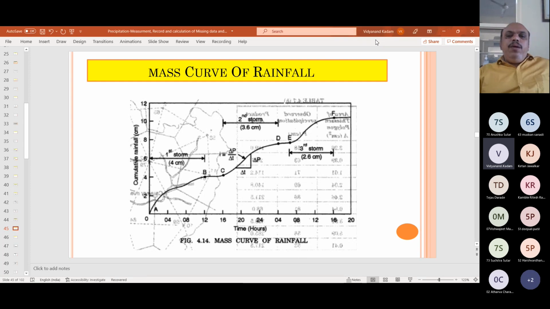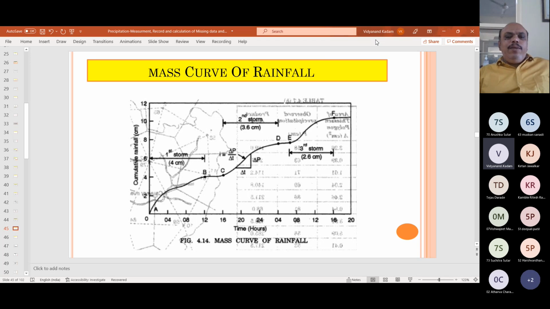Okay, so if we observe this graph carefully, we come to know that from point A to B there is a session of rainfall. The rainfall takes place from point A to B. What is the duration of rainfall? Duration of rainfall is 12 hours. So this is the first storm.